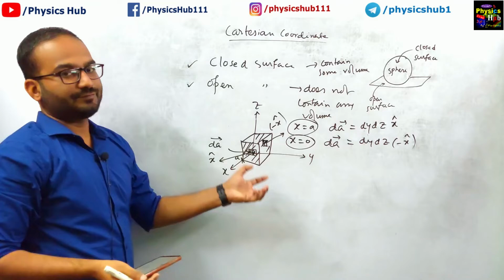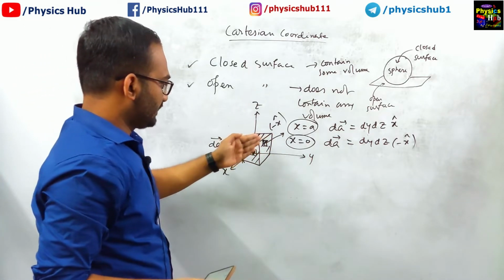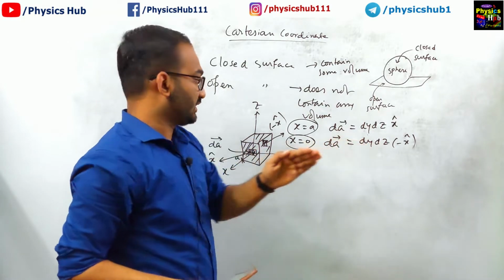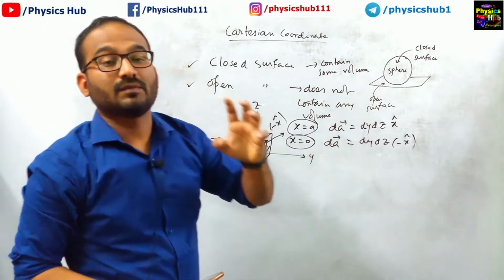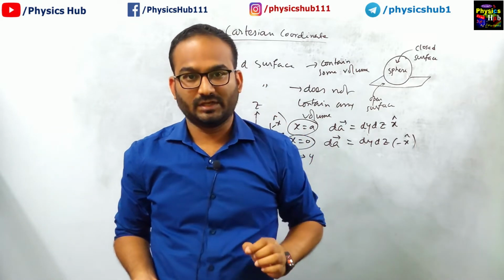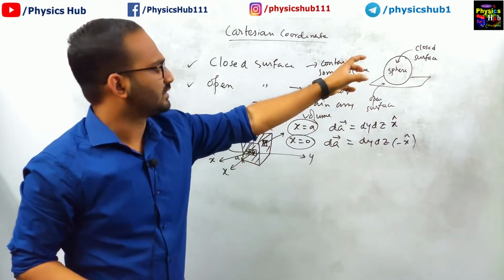In this way, whatever face you take, you can apply. If you take, let us say, this surface, then the direction of area will be along this. If you take that surface, the direction of area will be in the negative y direction. So you have to consider the outward drawn normal. So I hope you have understood the concept of area for the closed surface.